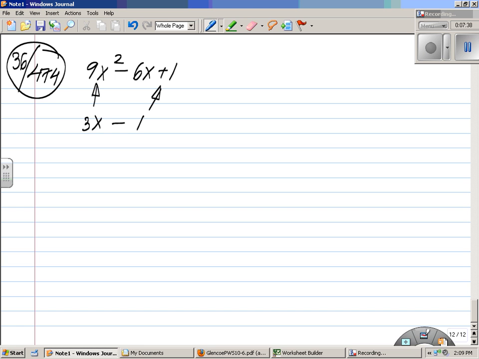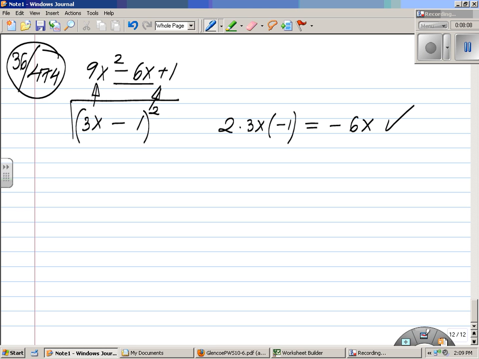The final step here is to check if twice the product of the first number and the last number will give you the middle term. So let's see, is 2 times 3x times negative 1 equal to my middle term, which is negative 6x? Is that so? Yes. Which means this trinomial is nothing else but 3x minus 1, everything squared. I'm done.